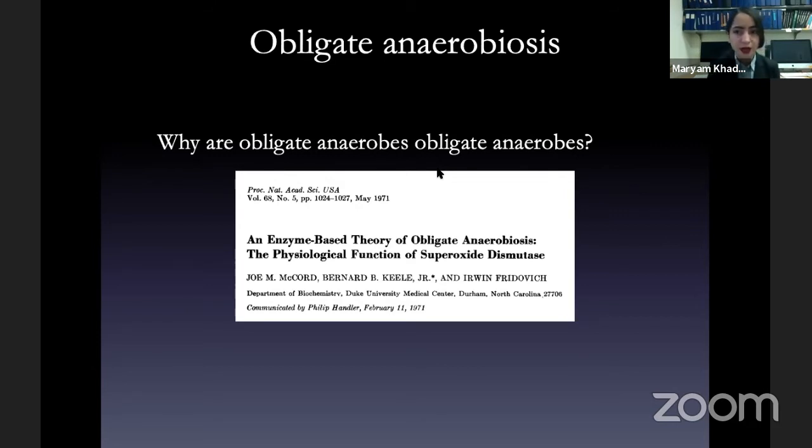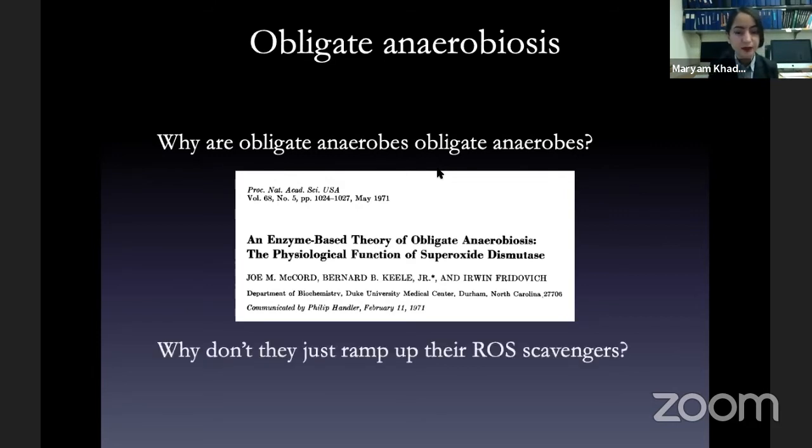Then another question was justifiably brought up, and that was, why don't they just ramp up their ROS scavengers at this point? If they do have these enzymes, it means that they can deal with hydrogen peroxide and superoxide. Then they can just increase the amount of their catalases and peroxidases, for example, and then they can enter the oxic world and explore it. Okay, why don't they do it? These two main questions are what we sought to answer in the second project that I did.